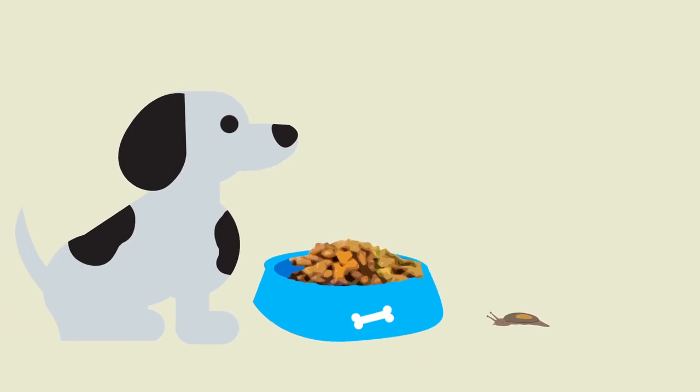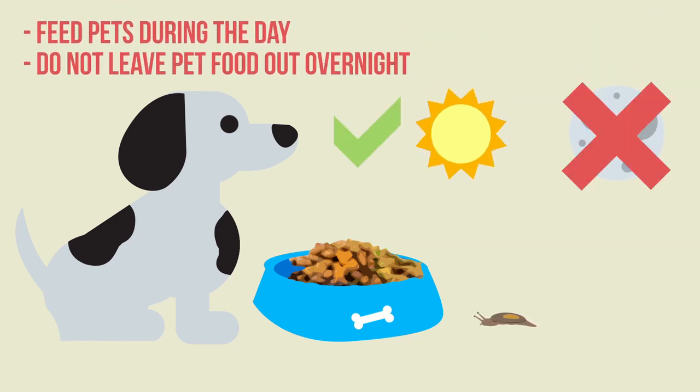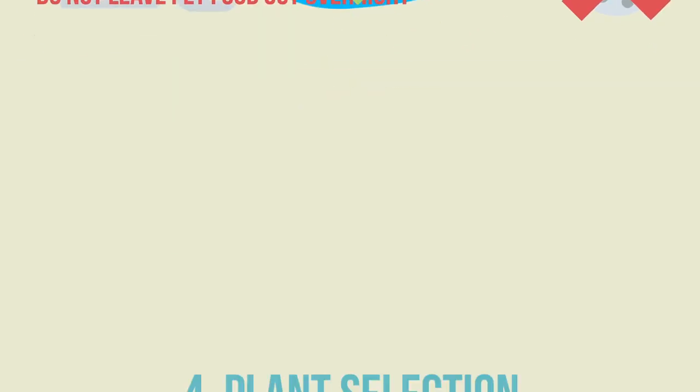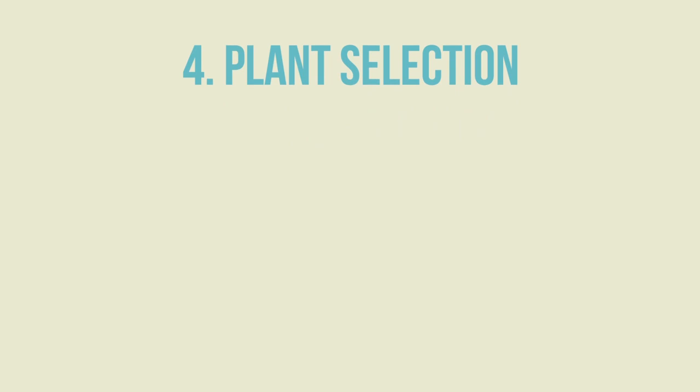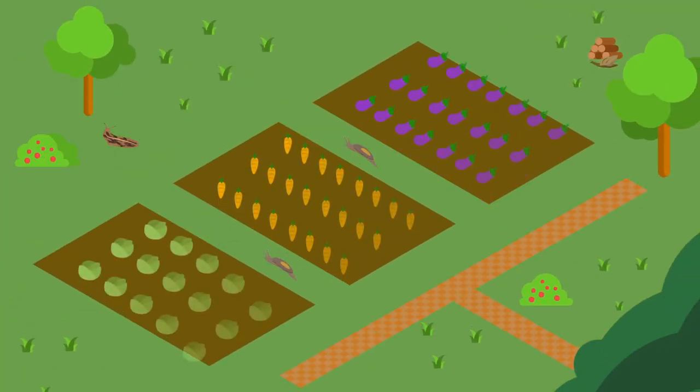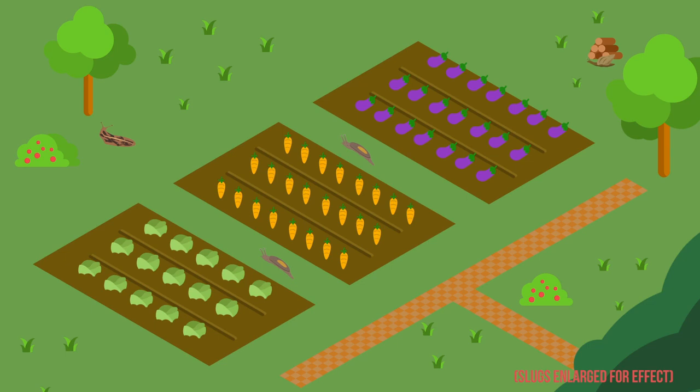Slugs and snails are attracted to pet food. Pets can get sick if they accidentally eat slugs infected with the rat lungworm parasite. Feed pets during the day and do not leave food in the pet dishes overnight. What and where you plant can make a difference. Place vegetable gardens far from plants that may attract slugs and snails in areas that harbor them.